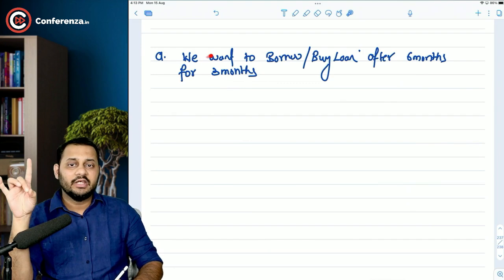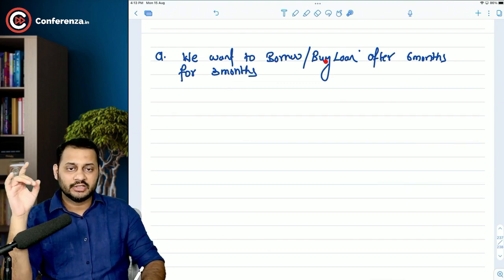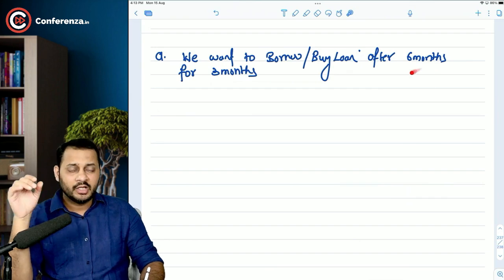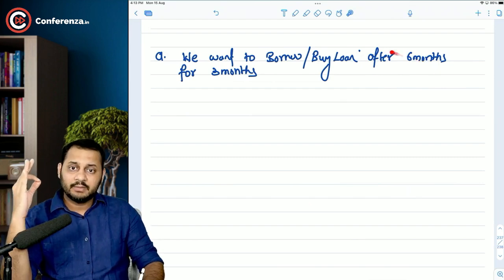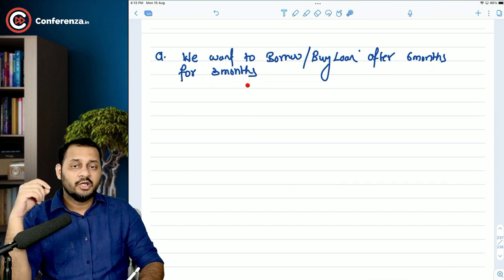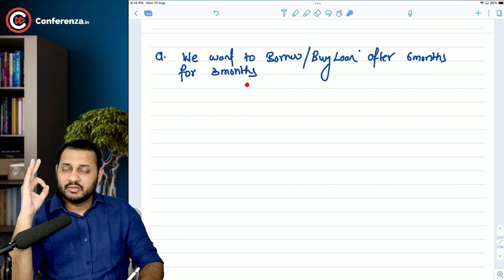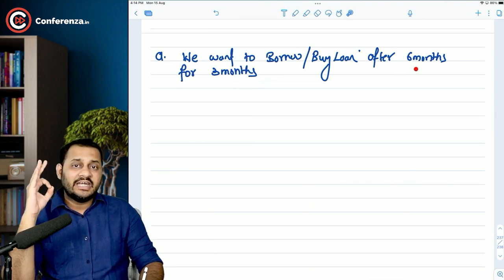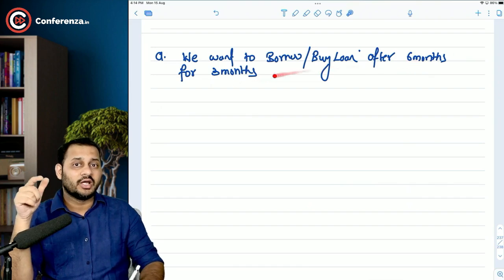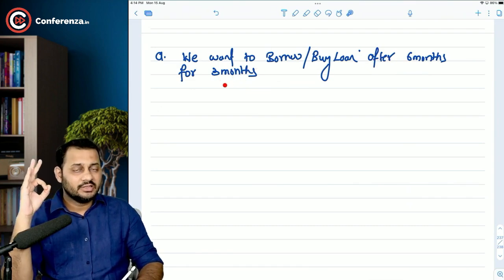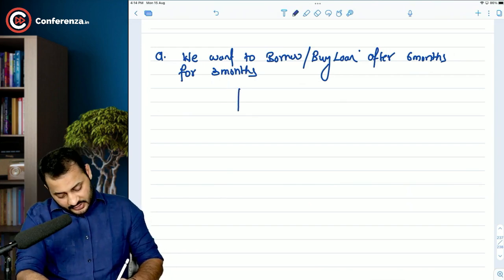You can clearly see that we want to borrow or buy a loan, that means borrowings, after 6 months from now, not today. After 6 months I will be borrowing the money, and at that time I will be borrowing it for 3 months. So logically speaking, the starting period of the loan is 6 months from now, and the ending period of the loan is 9 months from now. Starting period 6 months, ending period 9 months, and the borrowing period is the difference between 9 and 6, which is 3. So here is how we are going to present it.